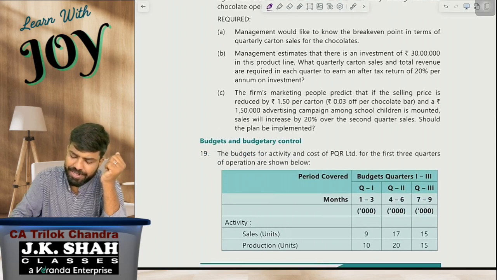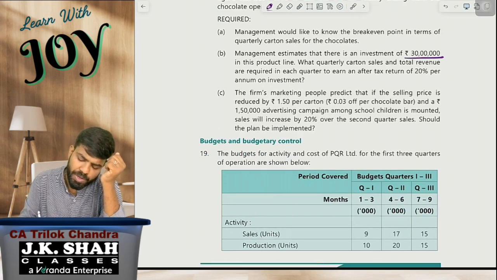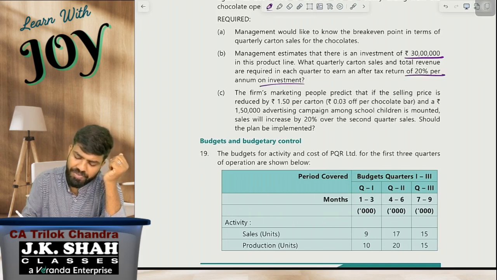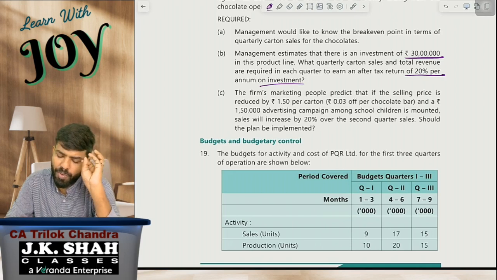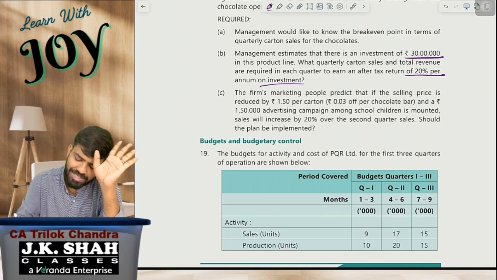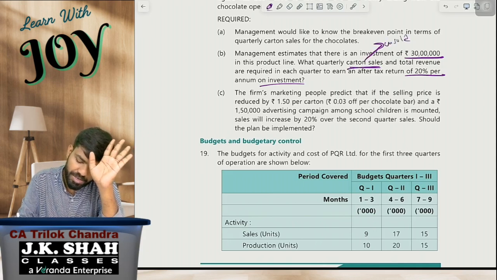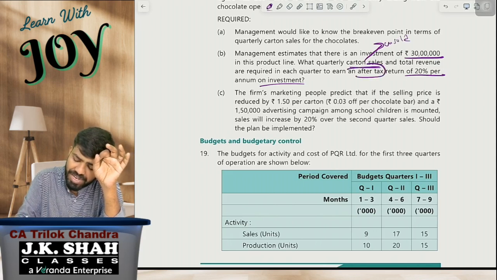Management estimates that there is an investment of 30 lakh rupees in this product line. What quarterly carton sales and total revenue are required in each quarter to earn an after tax return of 20% per annum on investment? So they're asking for quarterly sales, carton sales meaning units to be sold, and total revenue required in each quarter.